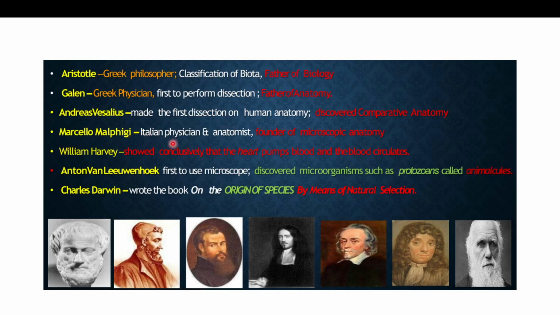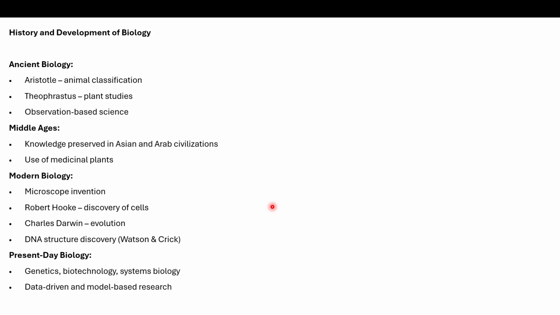Then Malpighi was an Italian physician and anatomist. He is the founder of microscopic anatomy. Then William Harvey showed how the heart pumps blood and how blood circulation takes place. Anton van Leeuwenhoek was the first to use a microscope and discovered microbes, protozoans, which he termed animalcules. And then we have Charles Darwin, who wrote the book On the Origin of Species by Means of Natural Selection.